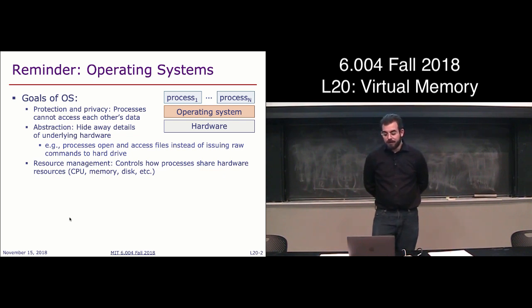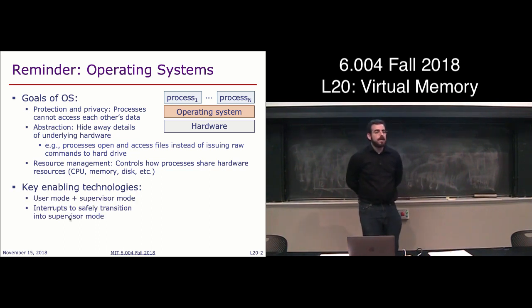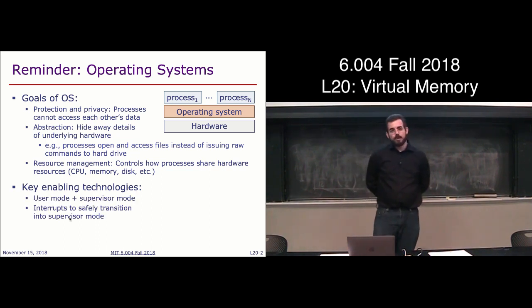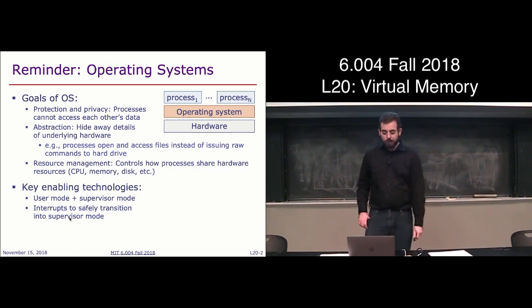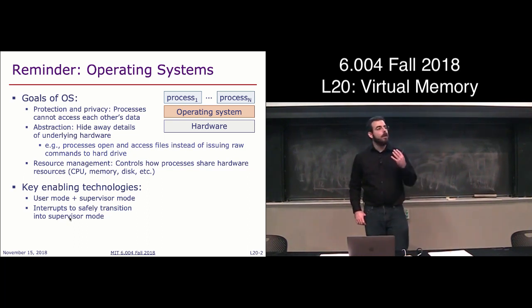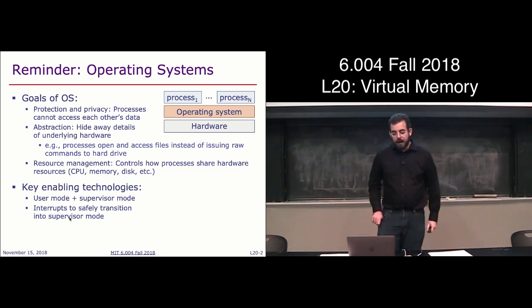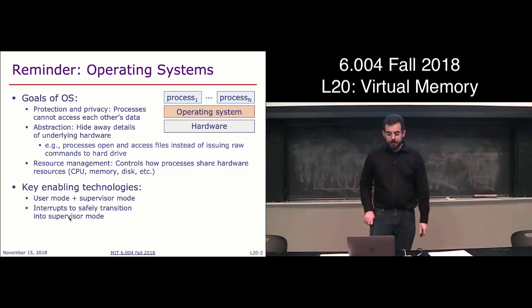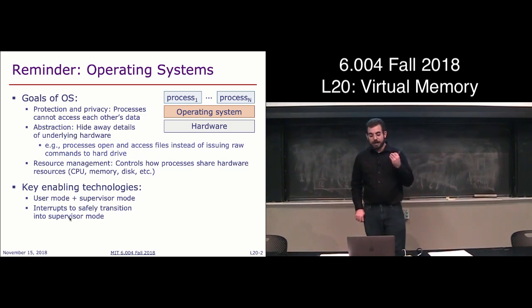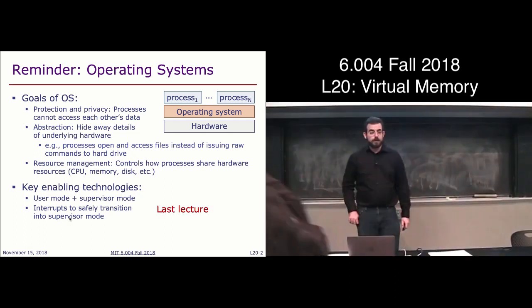And so we saw last time that there are three key enabling technologies. First one is this combination of two modes, user mode and supervisor mode. Supervisor mode has some privileged instructions and some privileged state that is not accessible to user mode programs. The operating system kernel is running in this supervisor mode, and that's why it has these special privileges and has direct access to hardware. And the second bit is this business of exceptions or interrupts to safely transition from user mode into supervisor mode. Right? So that's what we saw last lecture.